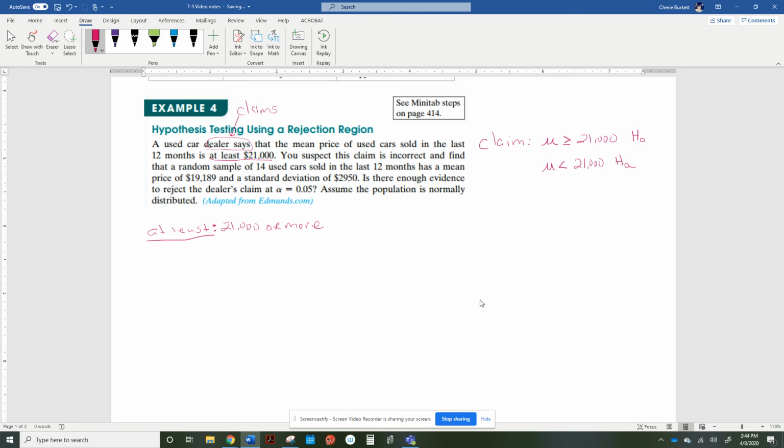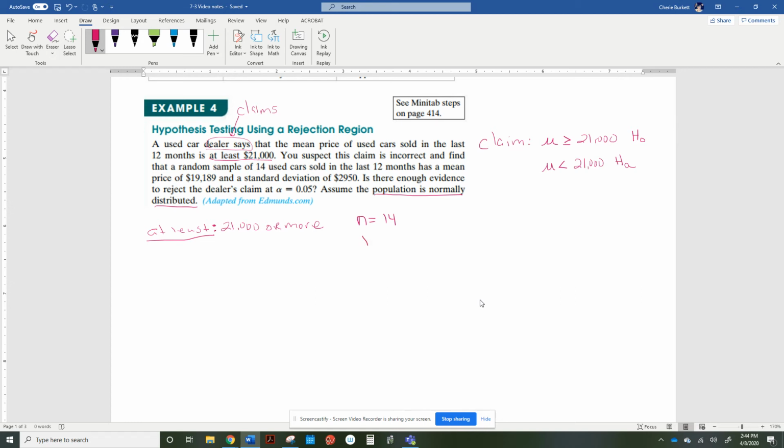All right, we suspect that the claim is incorrect and find a random sample of 14. So if 14 is our sample size, that's not big enough. It's supposed to be 30. What must we also know? The population is normally distributed. Okay, so we're okay with that small sample size. So you suspect it's incorrect. 14 cars sold in the last 12 months.